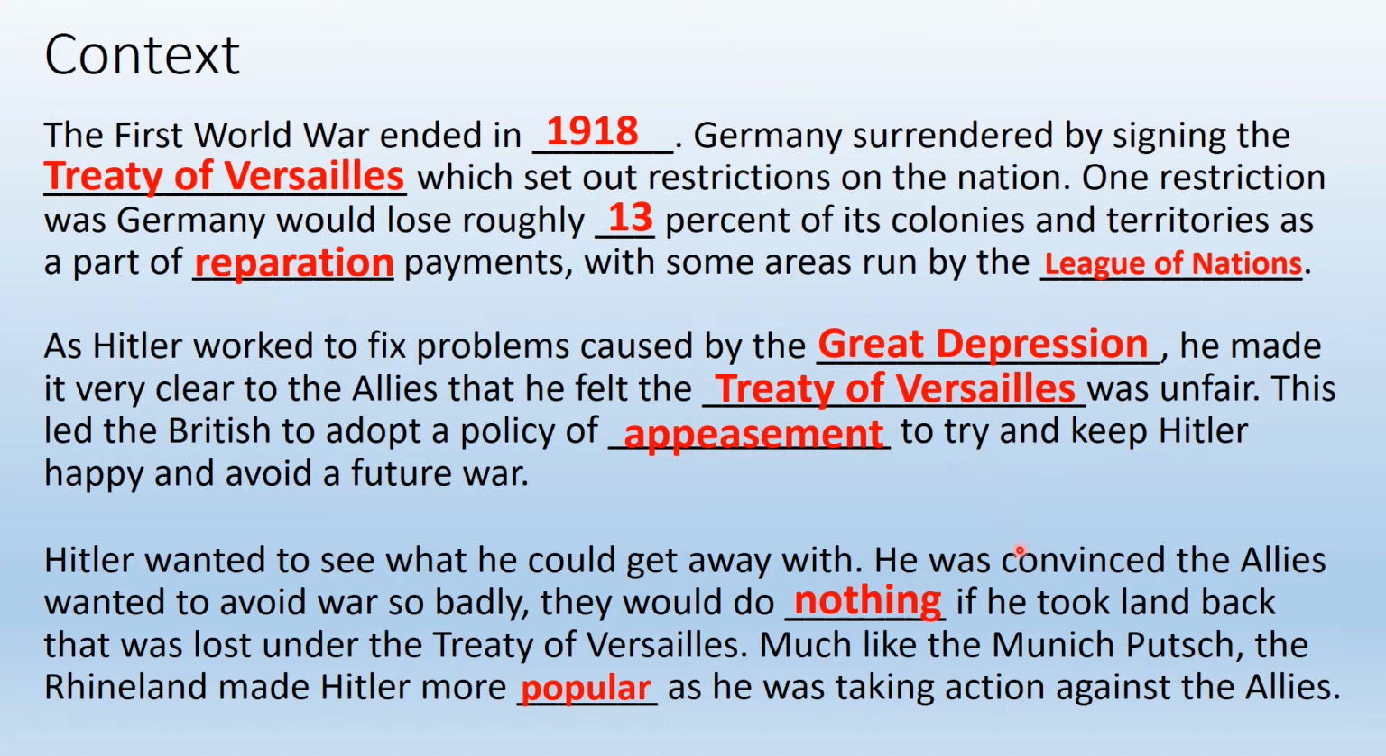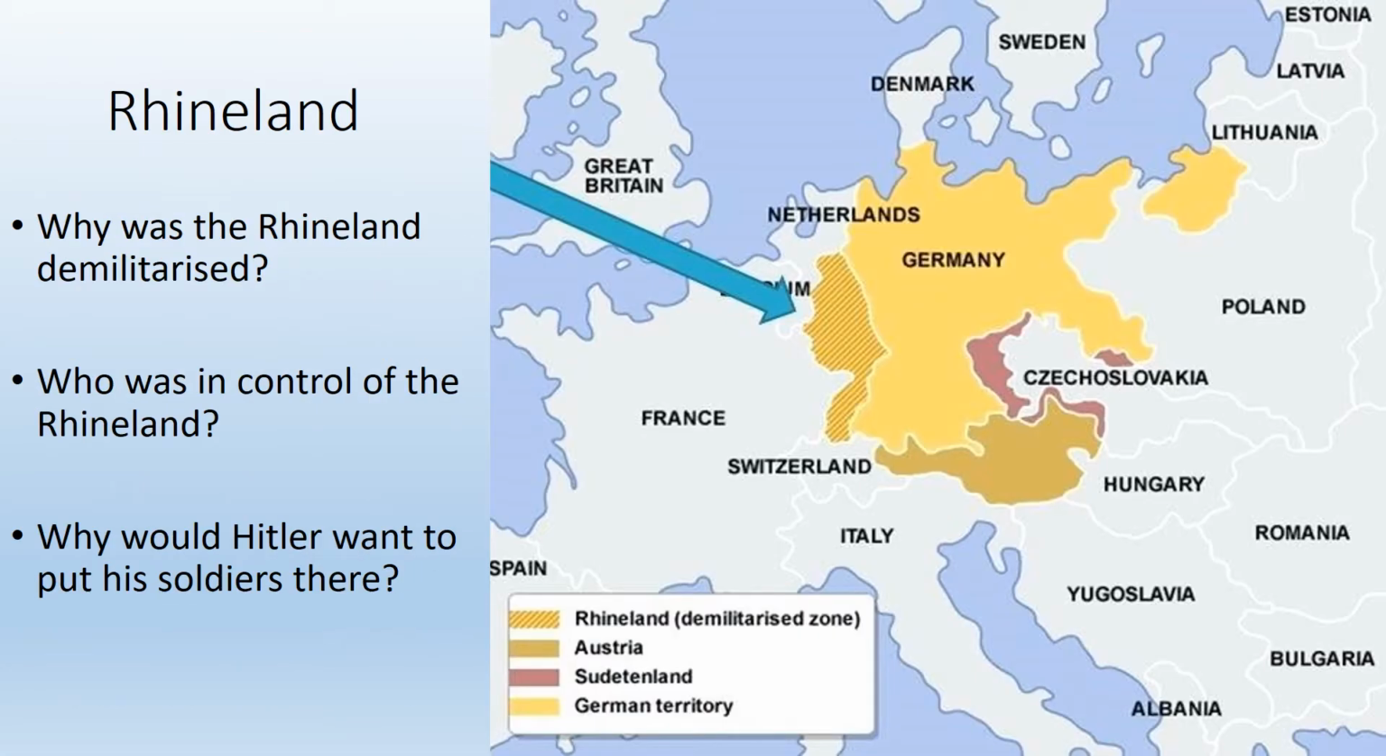Now, this is a point we're going to go into a little bit more detail about: Hitler gambling on the fact the Allies will do nothing if he takes back land that was taken from him under the Treaty of Versailles. So looking at the Rhineland in a bit more detail, why was the Rhineland demilitarized? Who was in control of the Rhineland? And why would Hitler want to put his soldiers here?